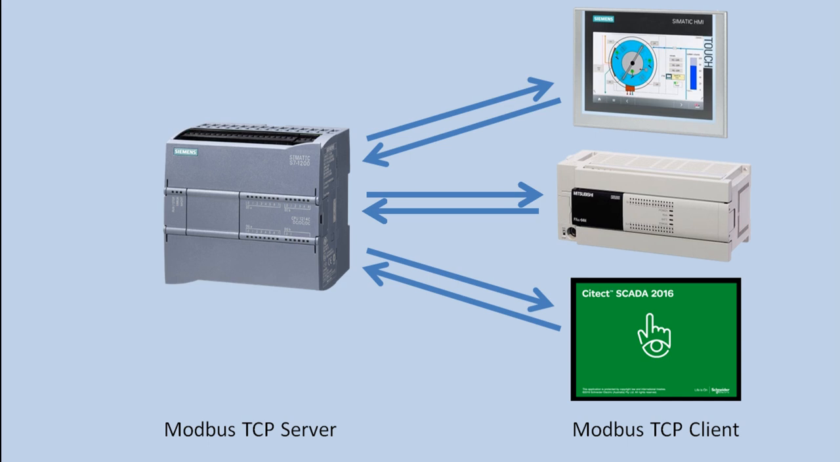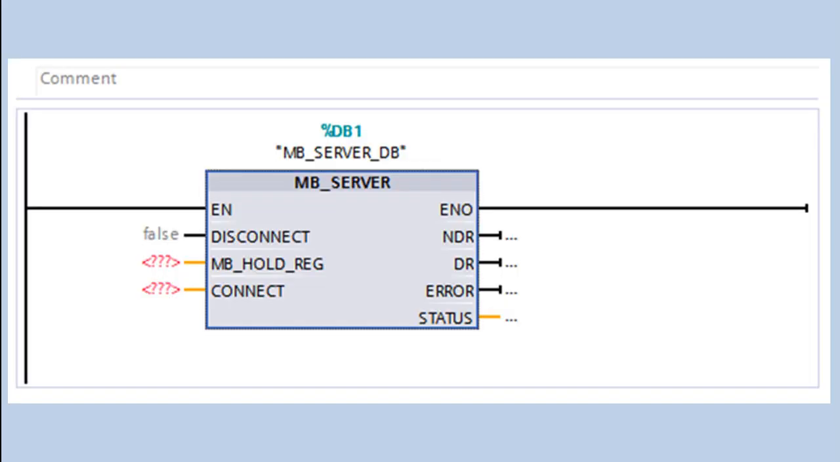Note that you can create multiple server connections. You will be required to call this block multiple times. This allows a single CPU to accept connection from multiple Modbus clients at the same time. In this block, we will be required to configure some parameters.